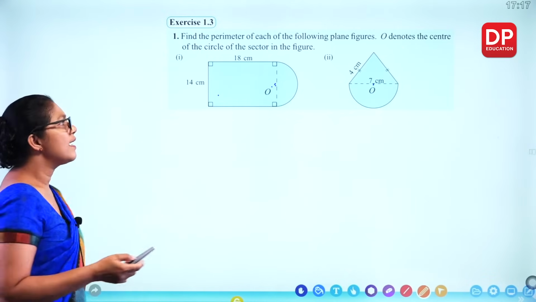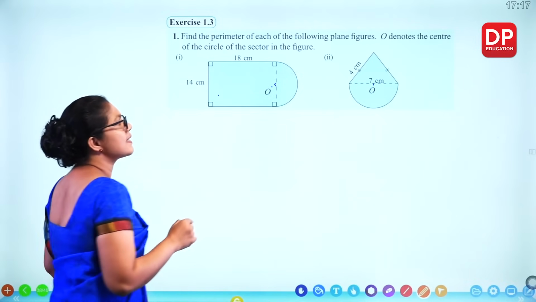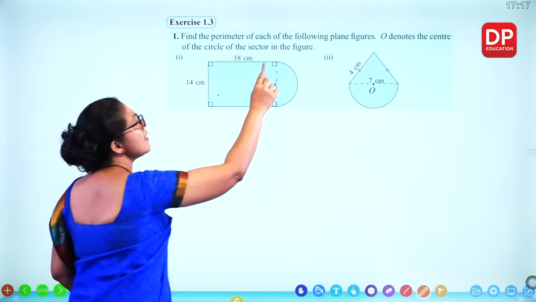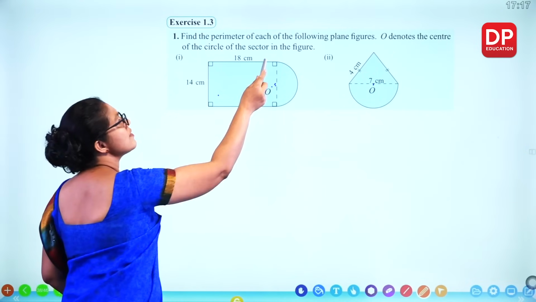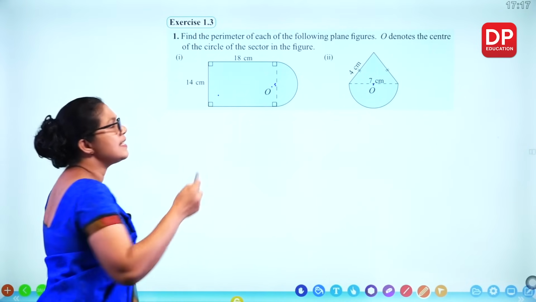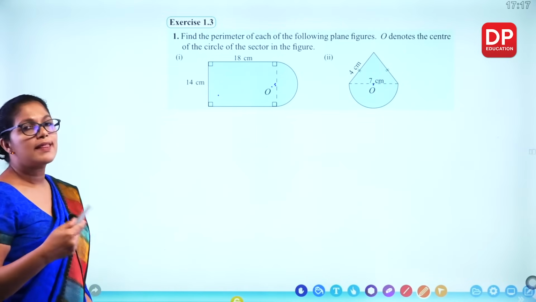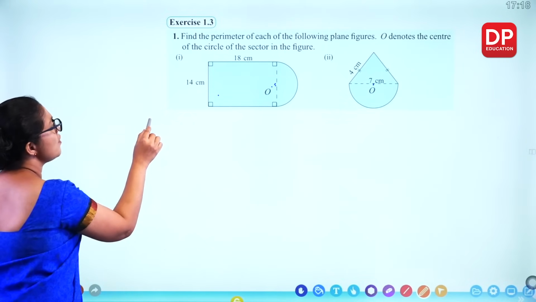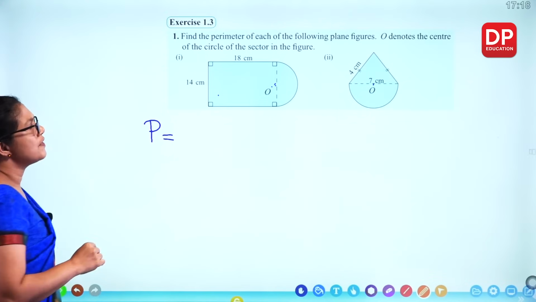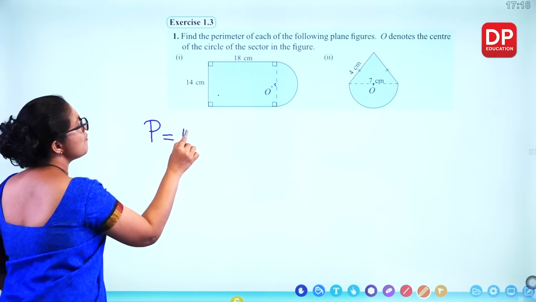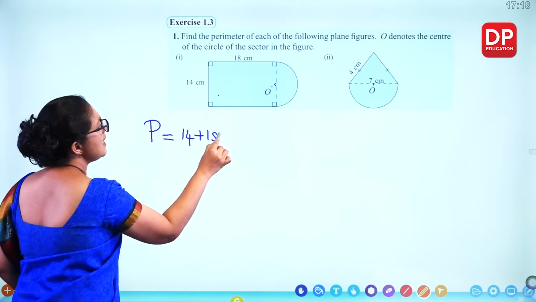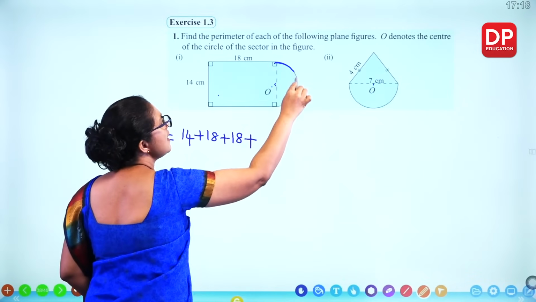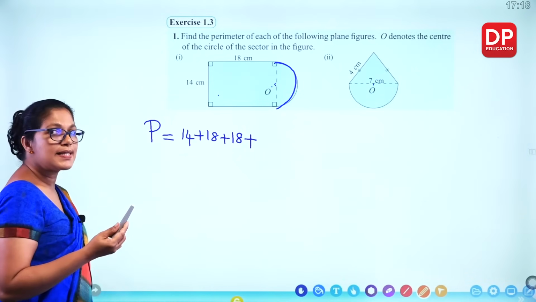This is a compound figure, a rectangle and a semicircle. So here you can straight away find the arc length using the formula, and you just add 18, 14 and 18 to the arc length to get the perimeter of the compound figure. So we'll try to find it straight away. The perimeter of this figure is 14 plus 18 plus 18 plus. Now we need to find the arc length, but we know this is a semicircle.